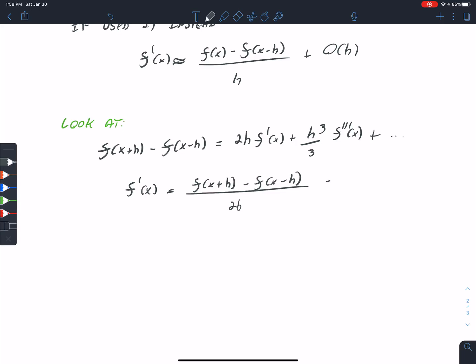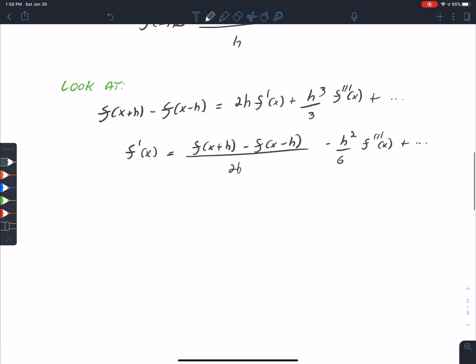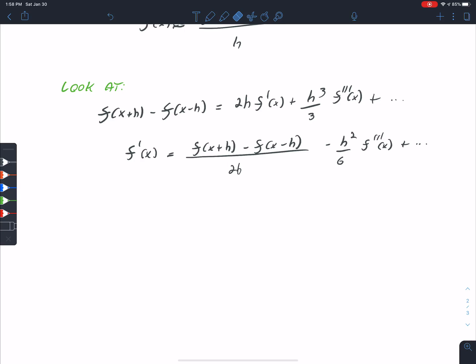minus, you have the other terms, h squared, right? Because once again we had to divide this h cubed by this h term, so it becomes an h squared term, squared over 6 f triple prime of x plus so on, right? Or using the same notation that we had before, we say that f prime of x is approximately equal to f of x plus h minus f of x minus h over 2h.